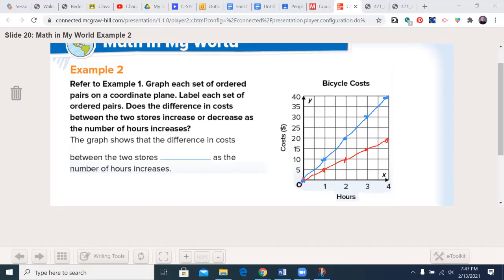The graph shows that the difference in cost between the 2 stores increases as the number of hours increases. And I recommend you use the term increases versus goes up. Increase, decrease, those are very good words to use when we're talking about data. So go ahead and fill that in. Make sure you've got your bicycle costs charted in. I'll give you a moment here.